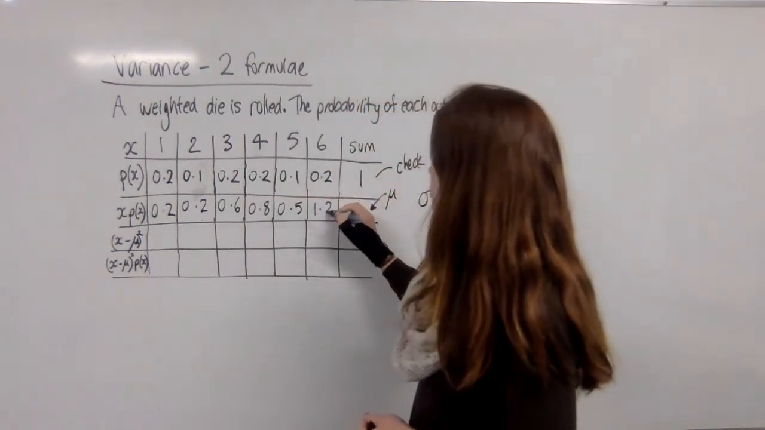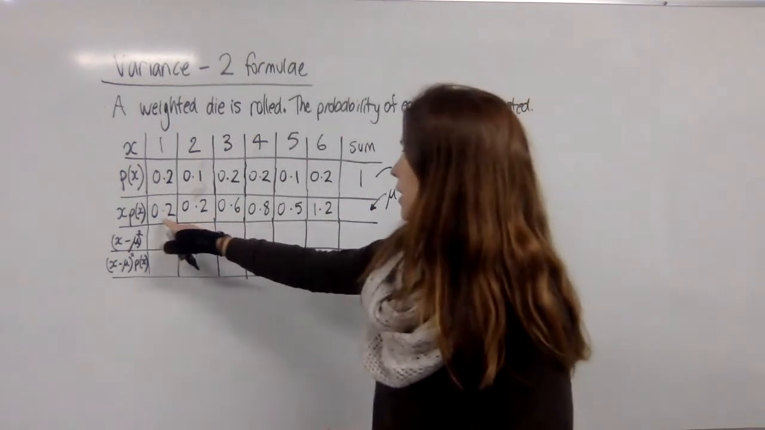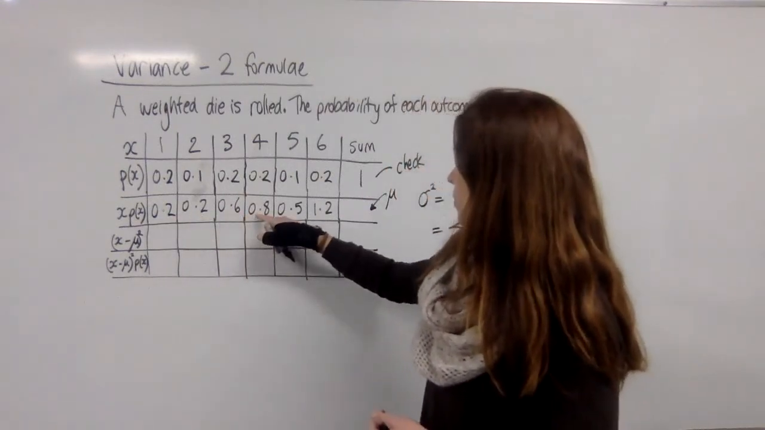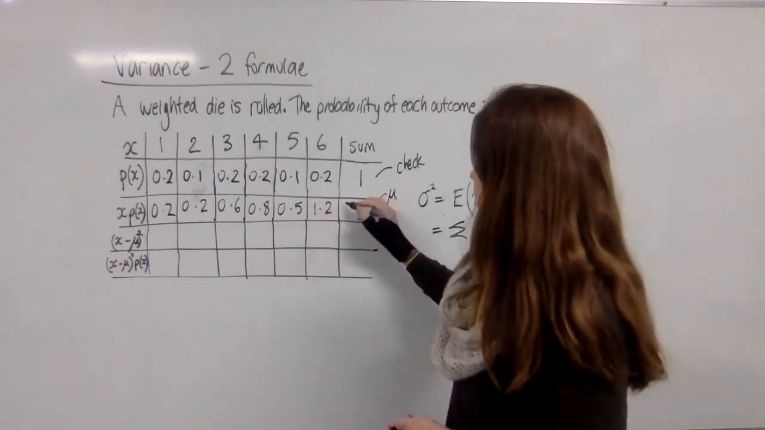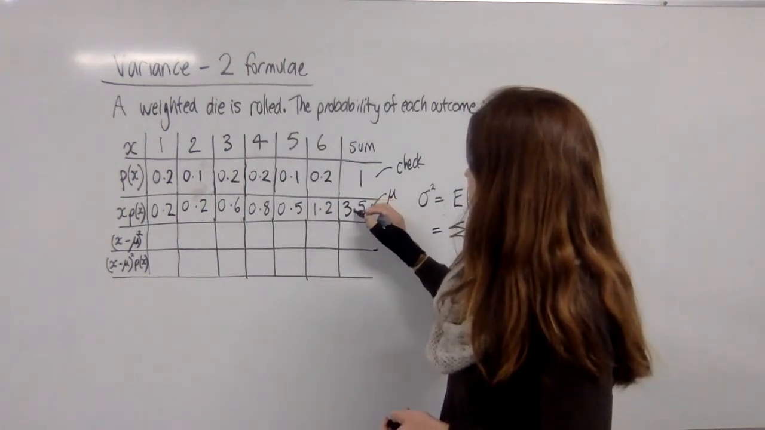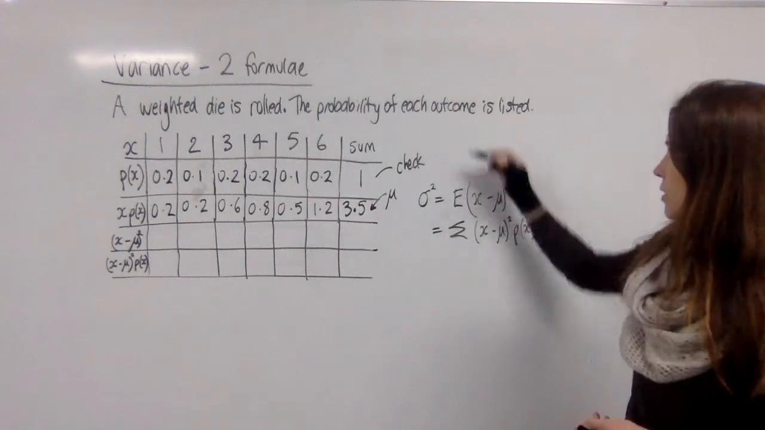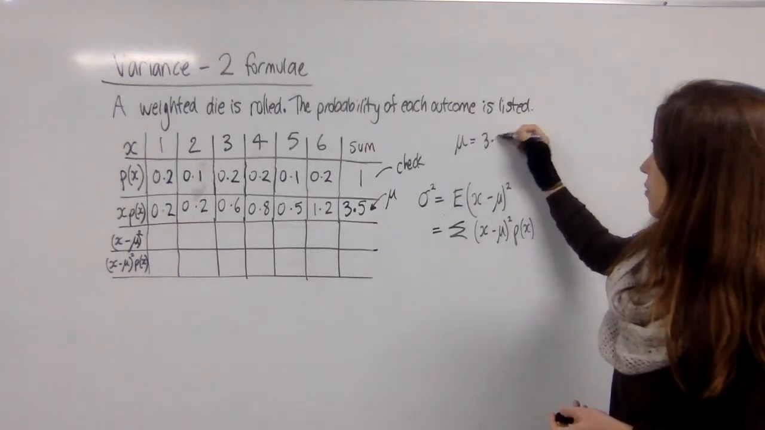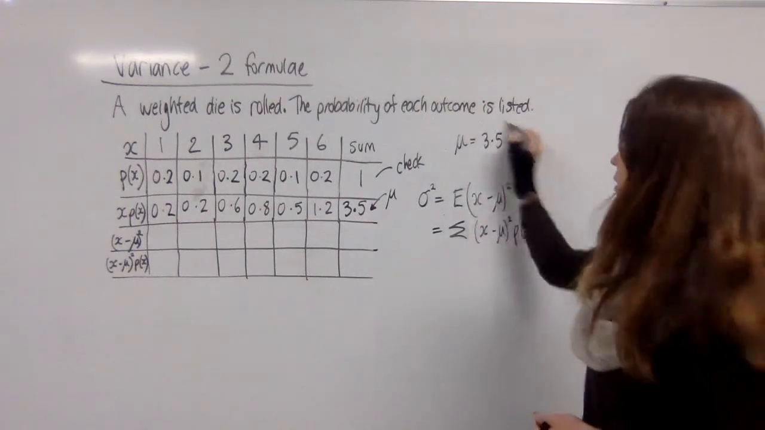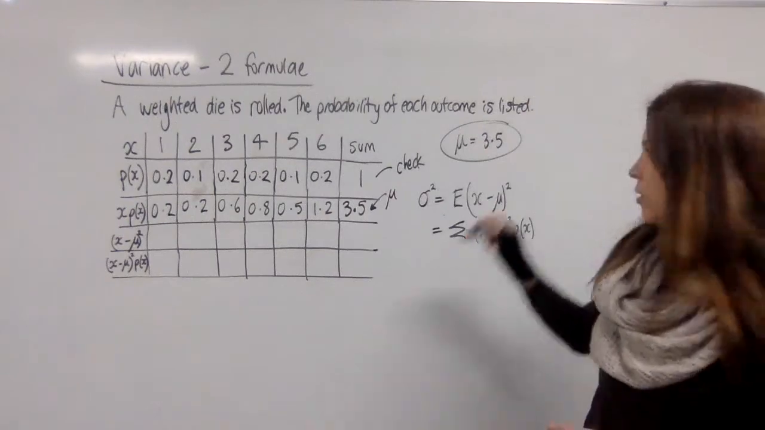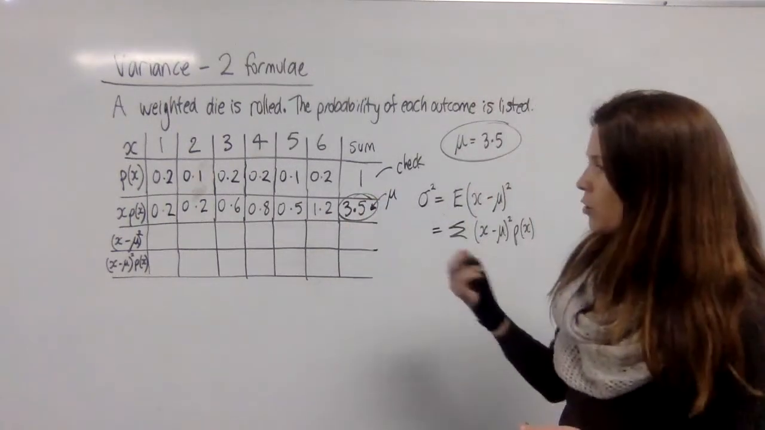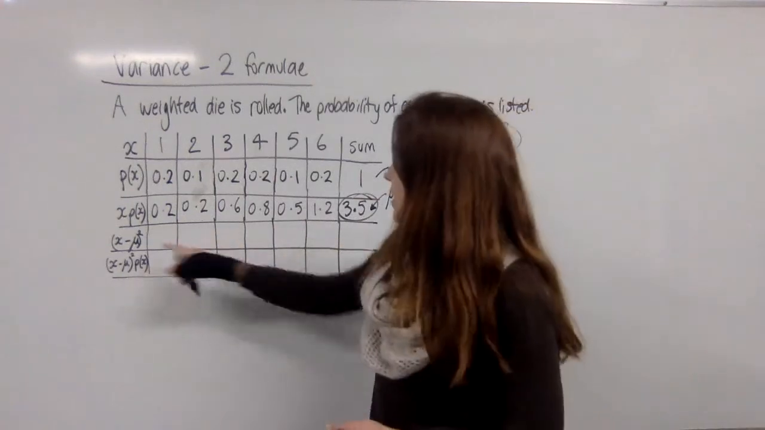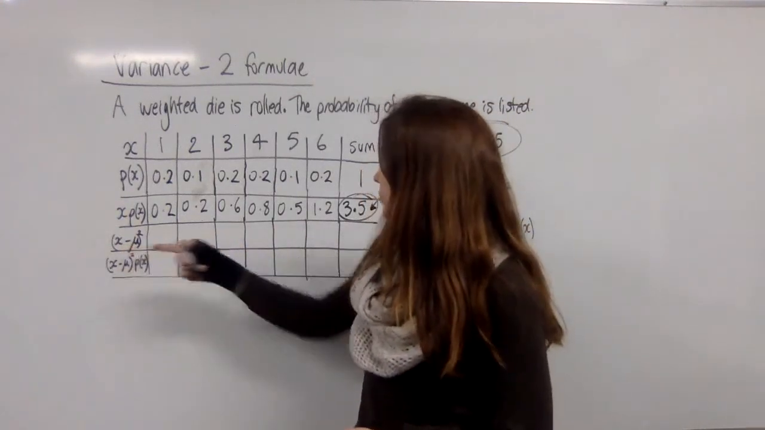0.5, 1.2. That was quite easy to do in my head. Now I'm going to add these up. That's 1, 1.8 plus 1.2, that's 3, so I've got 3.5. So my expected value here, or mu, is 3.5. Now I'm going to be able to use that no matter which formula I use. So I'll put that over here and circle it, or perhaps you'll circle it on your working because you'll need it later. Now I need to subtract mu from every score.